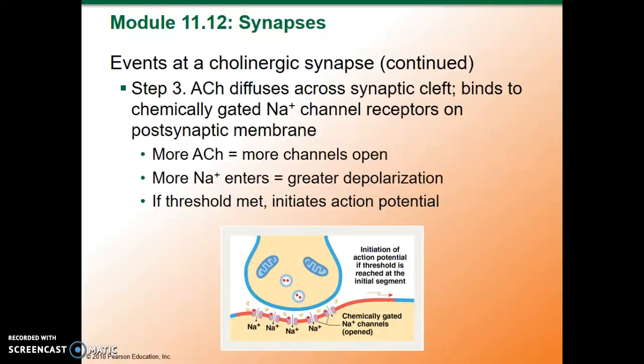The acetylcholine will diffuse across the synaptic cleft, and it will bind to the gated sodium channel receptors on the postsynaptic membrane. Once it binds to those receptors, those chemically gated sodium channels will open, and sodium will pour into the postsynaptic cell. The more acetylcholine, the more channels open. The more channels open, the more sodium enters, and the greater depolarization. And of course, if threshold is met, then there will be an action potential generated.